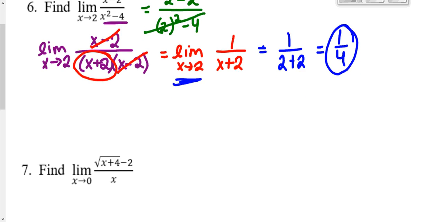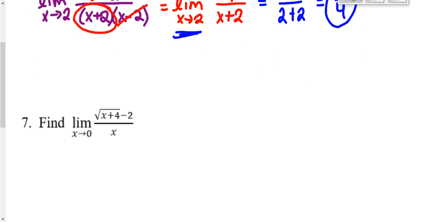Okay? The next problem. When we plug in 0, we can clearly see that we're going to get 0 on the bottom, so that's an issue. We can't factor because we don't see an x squared term. However, we do have a square root. If you have a square root, you can rationalize. Rationalizing means multiplying the top and the bottom by the same thing.